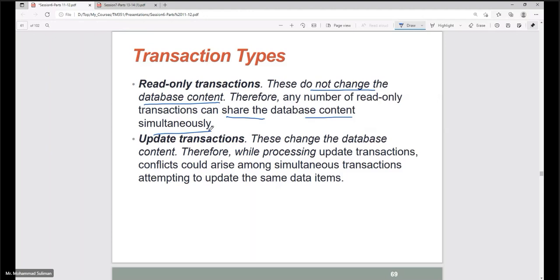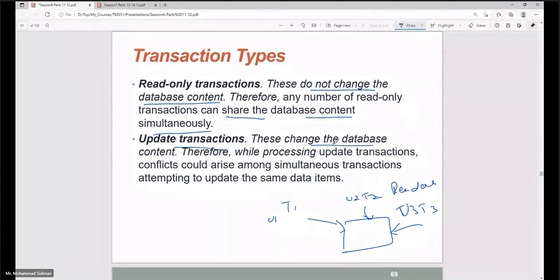So if there is more than one transaction, transaction 1 from user 1, user 2 making transaction 2, user 3 making transaction 3, and they are all read-only transactions in the database, they can all run simultaneously, because it is just read only. They are just reading and not changing the state of the database. If you talk about the update transaction, updates change the database content, therefore they change the state of the database.